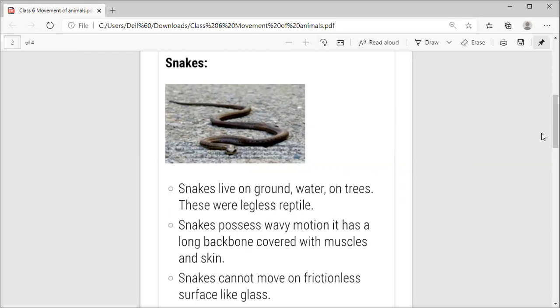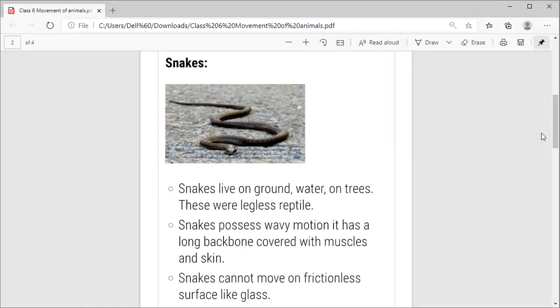And each loop of a snake gives it a forward push by pressing against the ground. So if the legs are not there, how can it move? Because it forms loops and presses its body against the ground. The long body makes many loops and each loop gives it a push so that the snake can move forward. In this way the snake moves, and it has a long backbone covered with muscles and skin.